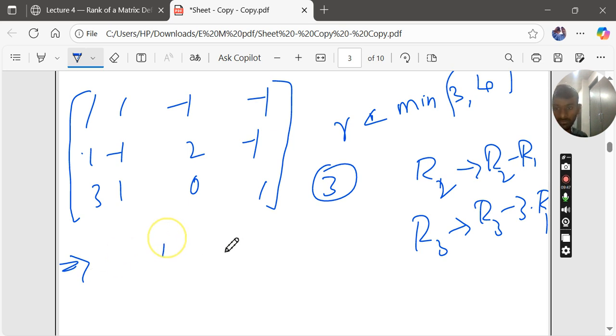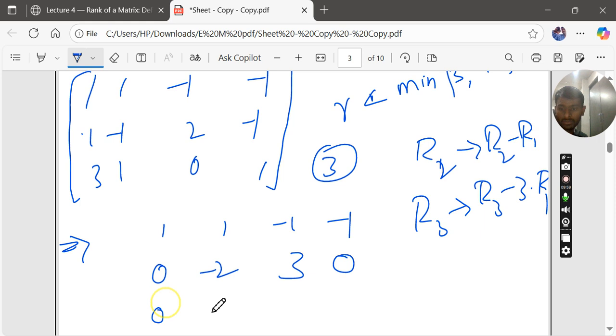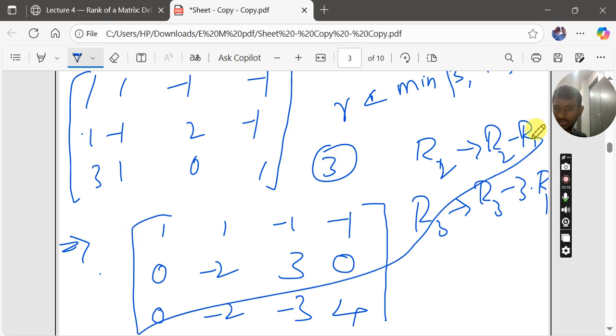So row 1 will be 1, minus 1, minus 1, and row 2 will be 0, minus 2, 3 and 0. Okay, similarly here 0, minus 2, and here minus 3, and again here 3 times multiple 1 plus 3, 4. Okay, am I correct? I think so, I am correct. So R2 is nothing but R2 minus R1.